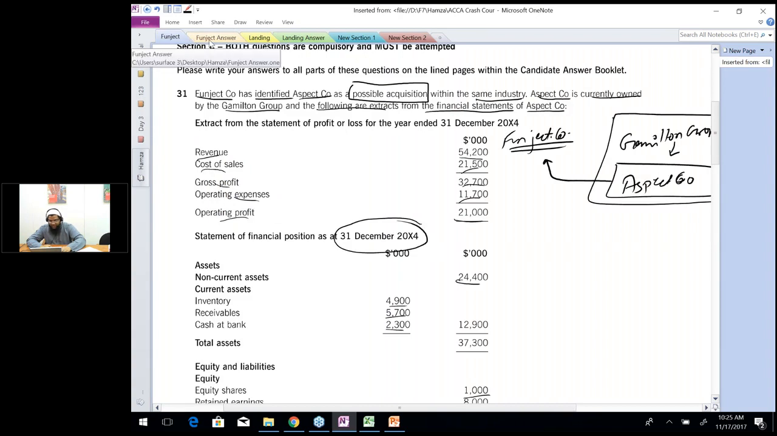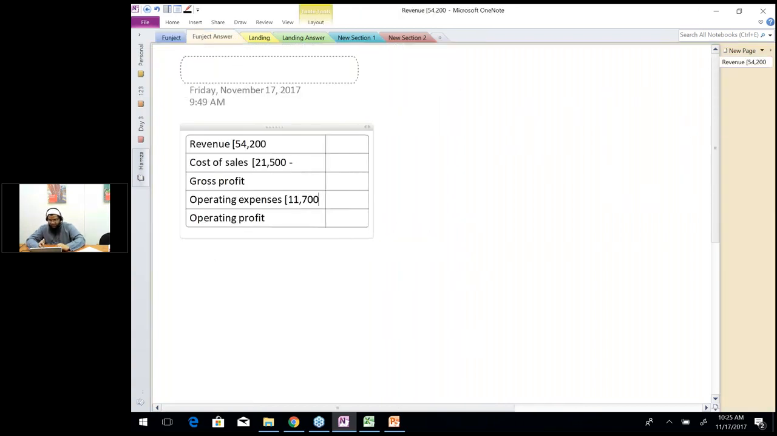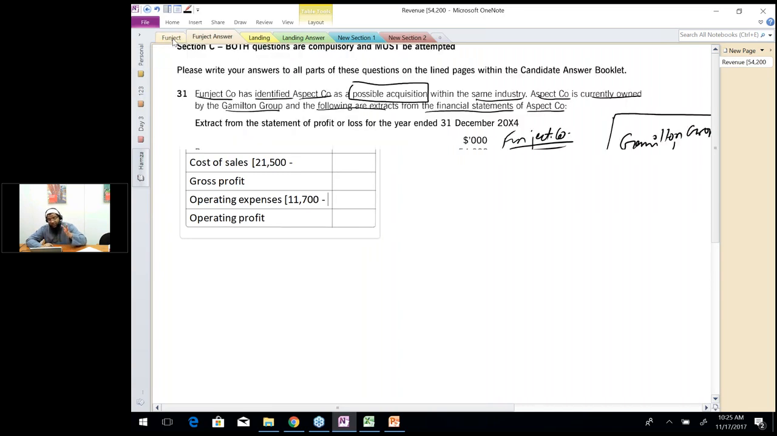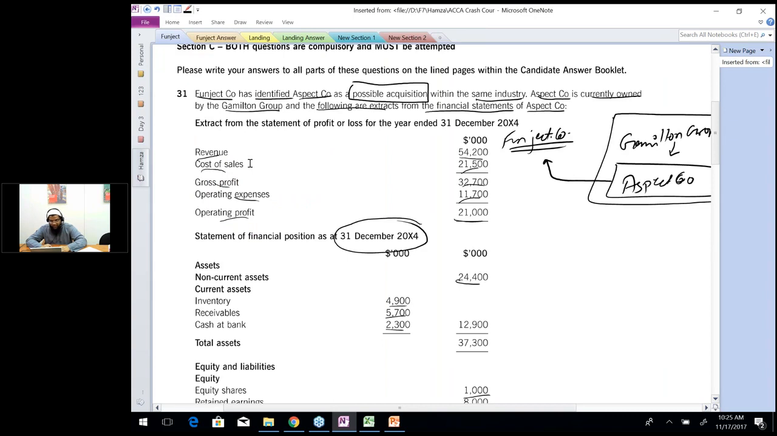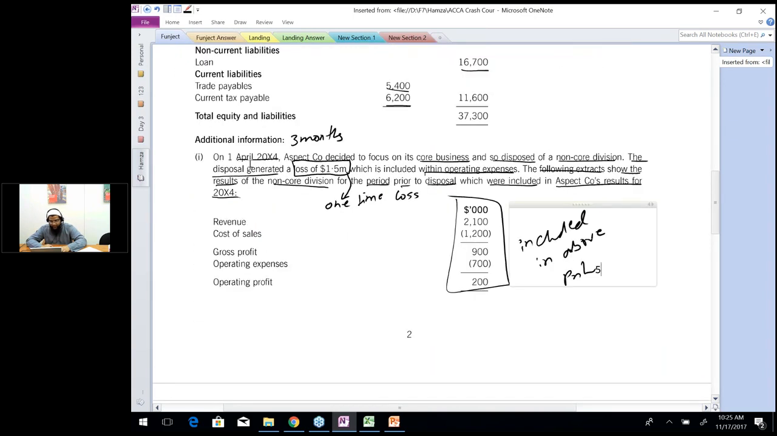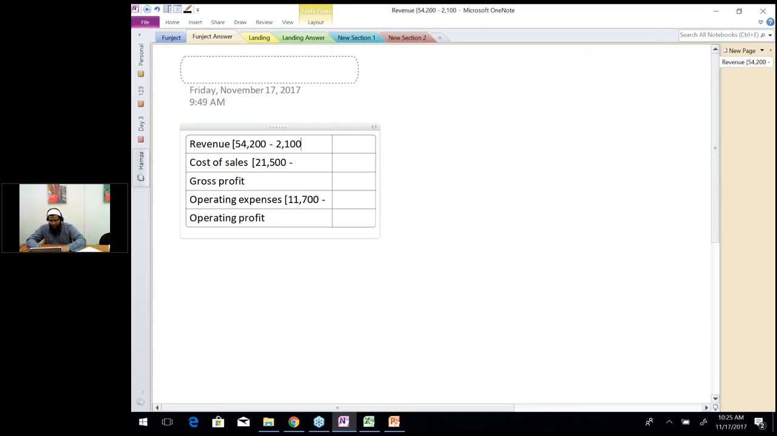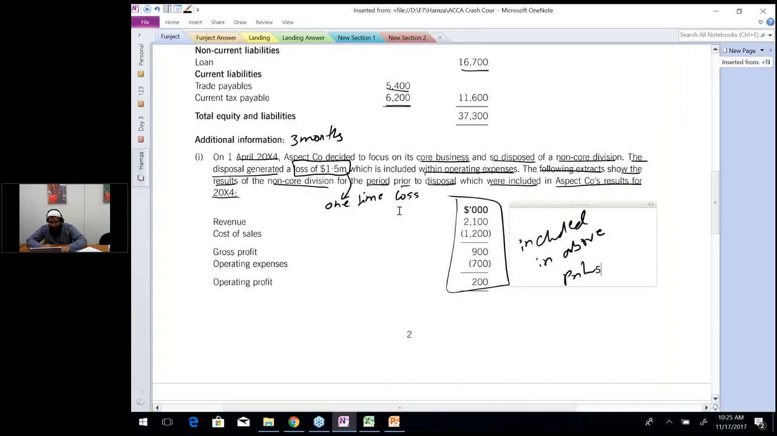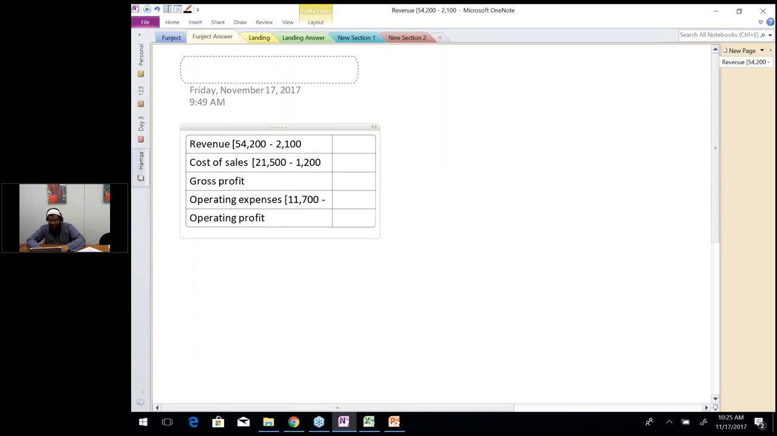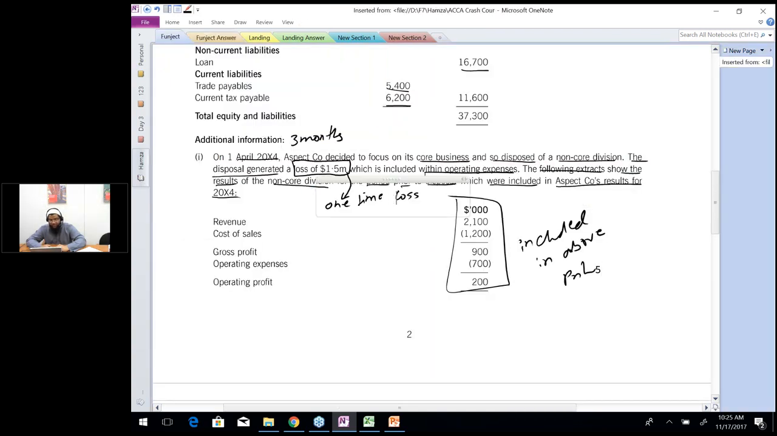The operating expenses were 11,700. So these are the values of the Aspect company, including the disposal. Now we are going to deduct 2,100, 1,200, minus 2,100, minus 1,200. And then we are going to adjust this 700 operating expenses. So minus 700 for the operating expenses and minus 1,500 for the one-time loss. The one-time loss of 1,500.